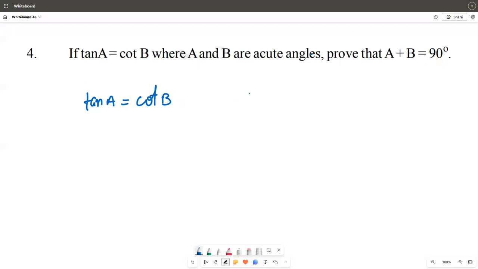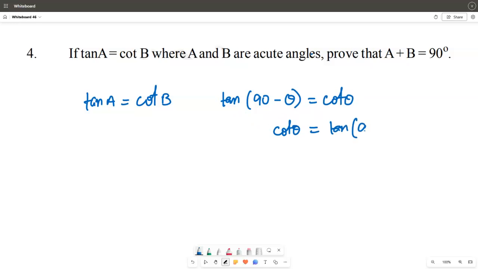But we know one formula that tan(90 minus theta) is equal to cot theta. Therefore, if I apply this, if I reciprocate this, then cot theta would be tan(90 minus theta). Therefore, I can write cot B as tan(90 minus B). If I substitute cot B equal to tan(90 minus B), I would get tan A is equal to tan(90 minus B).